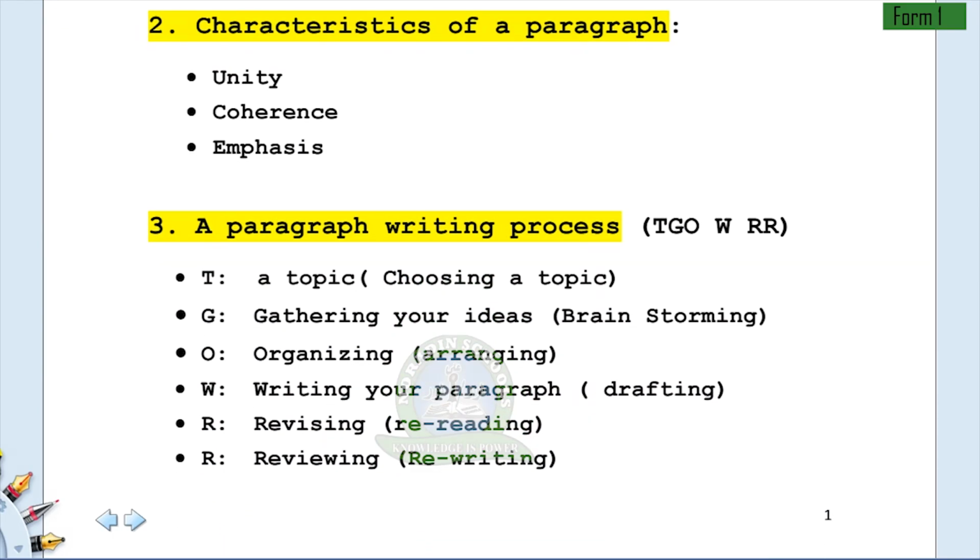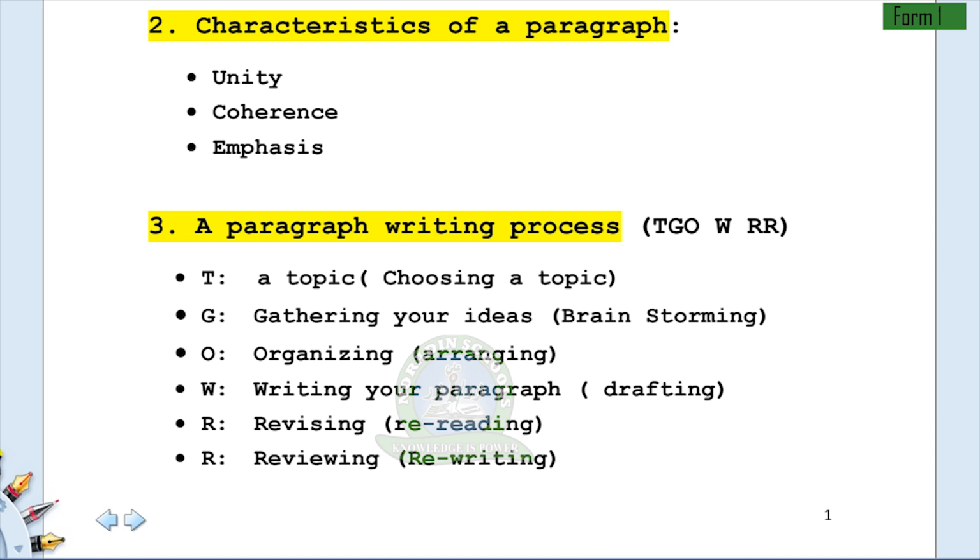Well, the second subtitle is called the characteristics of an effective paragraph. This is how to make or write a quality paragraph. Everything needs quality, and the same is true for writing. You should write paragraphs with high quality. So, to make your paragraph good and effective, you need to consider these three factors: unity, coherence, and emphasis. I will later explain them in detail, inshallah.